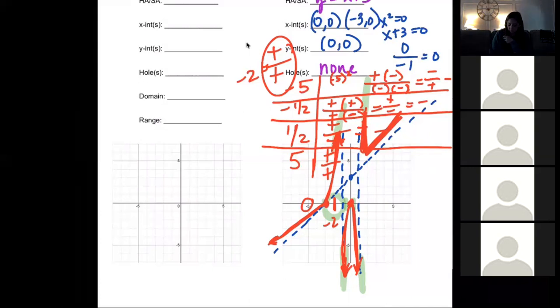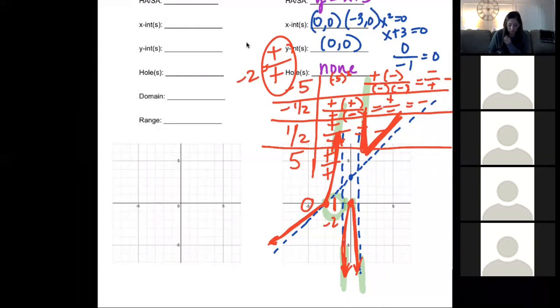Okay. And then you knew that there were going to be 3 of them because there was an x cube. I knew there was going to be 3 of them because there are 2 vertical asymptotes. So there's always going to be one more part of the graph than there are vertical asymptotes.